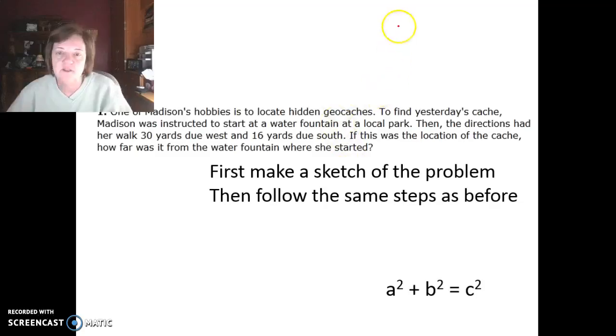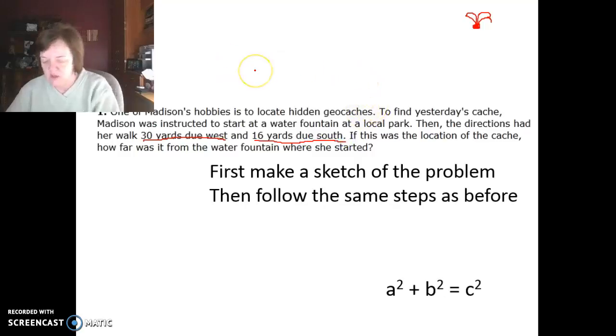So let's take a look. What I like to do first is to make a drawing. Make a sketch of the problem and then do our steps. So let's see. I'm going to do the water fountain right here. This is our water fountain. And that's water spraying out. I'm really bad at drawing. So it says here she started at the water fountain, then walked 30 yards due west and 16 yards due south. That's the important thing.